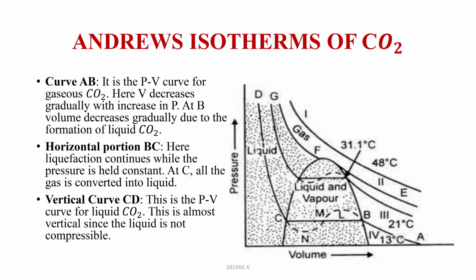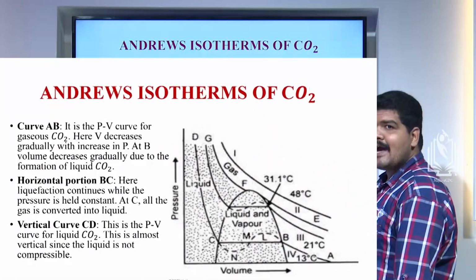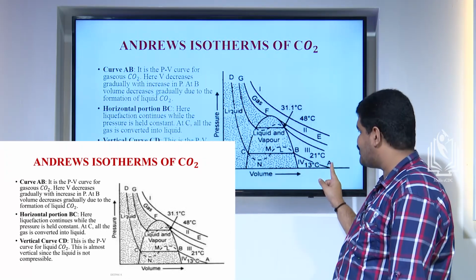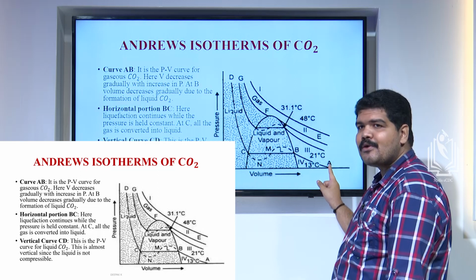What is happening in the curve AB? You are starting at A using gaseous carbon dioxide. So, at A there is gaseous carbon dioxide.